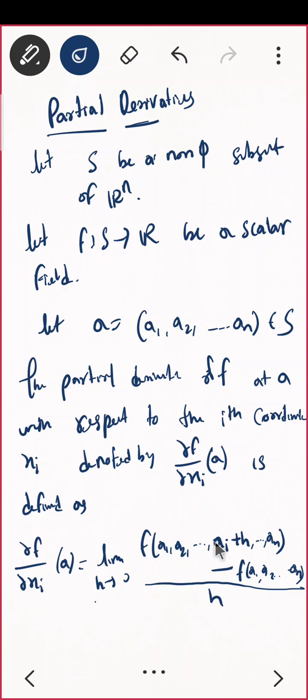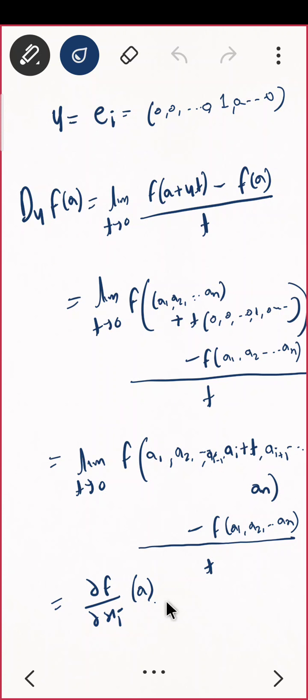Now in the next, what did I prove here? I related directional derivative with partial derivative. That means if I am taking directional derivative in my standard basis, that is e1, e2, e3, then I'll be getting partial derivatives. Is that okay?